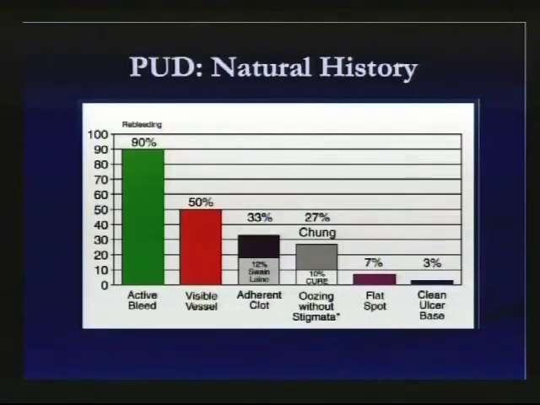And that's why we need to know. If patients are actively bleeding on endoscopy, they have a 90% chance of rebleeding, visible vessel 50%, adherent clot 33%, oozing up to 27%. And the other two I was telling you about, the flat spot and clean ulcer base, they're very low. And if they're very reliable or have a family member with them, you can send them home.